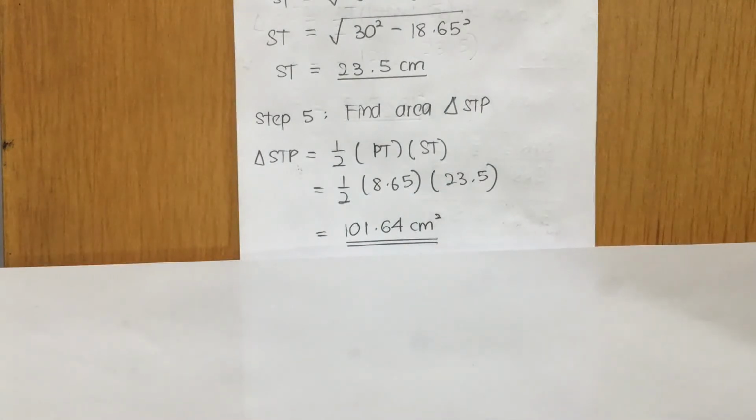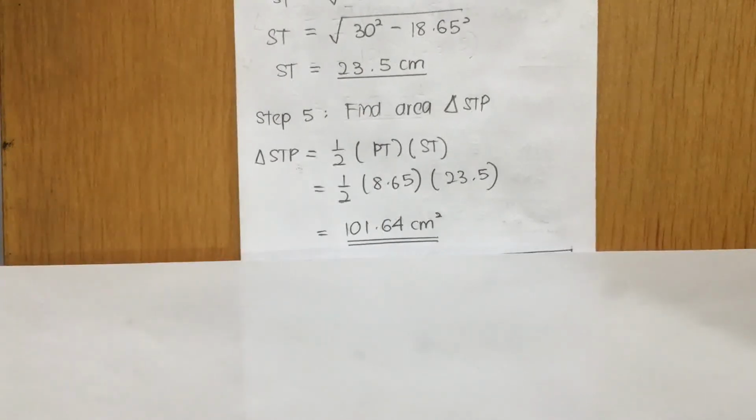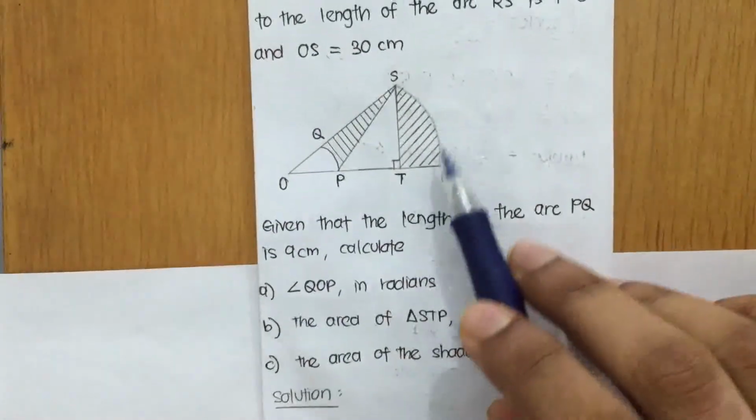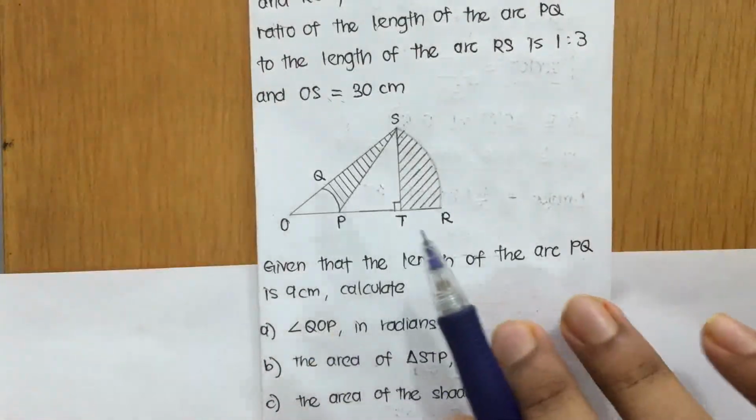For question part C, they ask us to find the area of the shaded region. In order to find the area of the shaded region, let me turn back to the question paper so that you can understand better. So this is your shaded region. How are you going to find this shaded region?